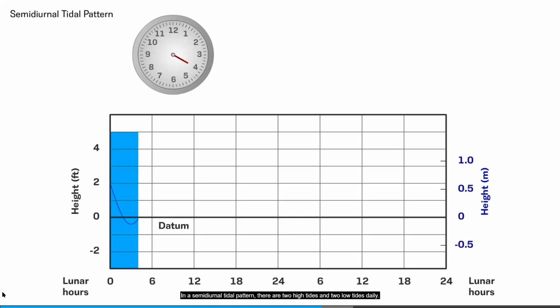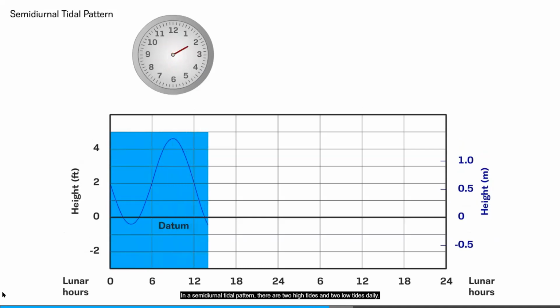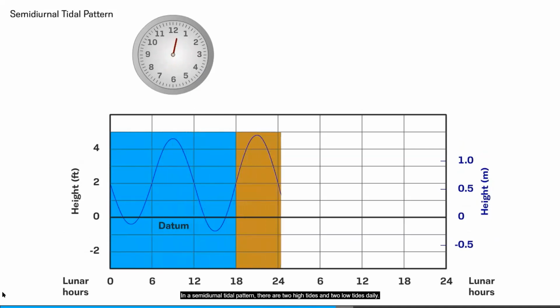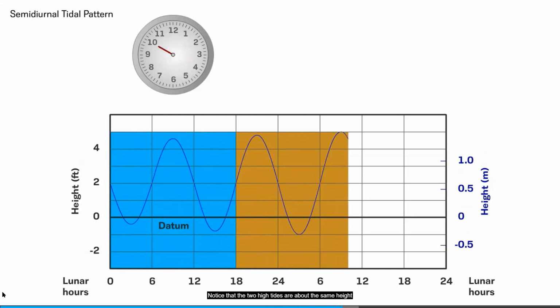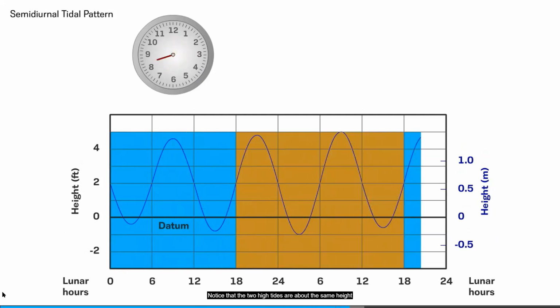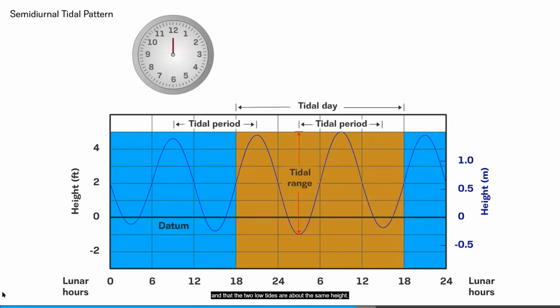In a semi-diurnal tidal pattern, there are 2 high tides and 2 low tides daily. Notice that the 2 high tides are about the same height, and that the 2 low tides are about the same height. At the end of the animation, the tidal day, tidal period, and tidal range are indicated as they were for the diurnal tide graph. Notice that for a semi-diurnal tidal pattern, the tidal period is 1/2 that of the tidal day.